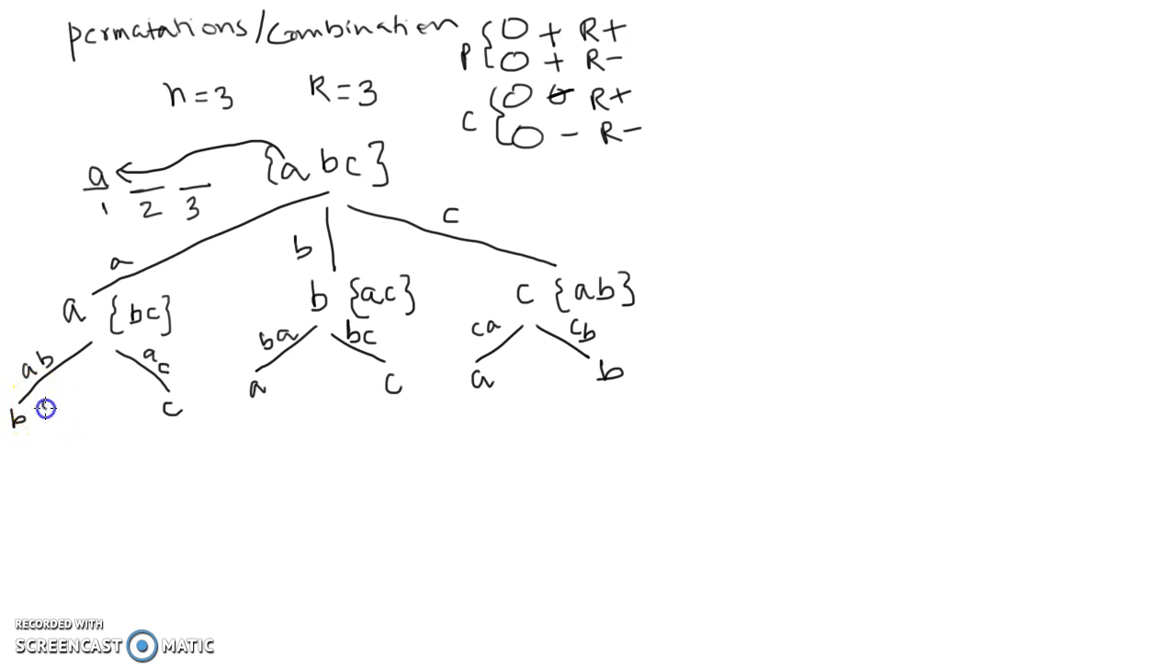And how many choices am I left with? So in this branch, I've already chosen A and B for my first 2 spots, and I'm not allowed repetition, so I'm only left with one choice, which is C. In this case, since I've already chosen A and C for my 2 spots, the only choice I am left with here is B, right?